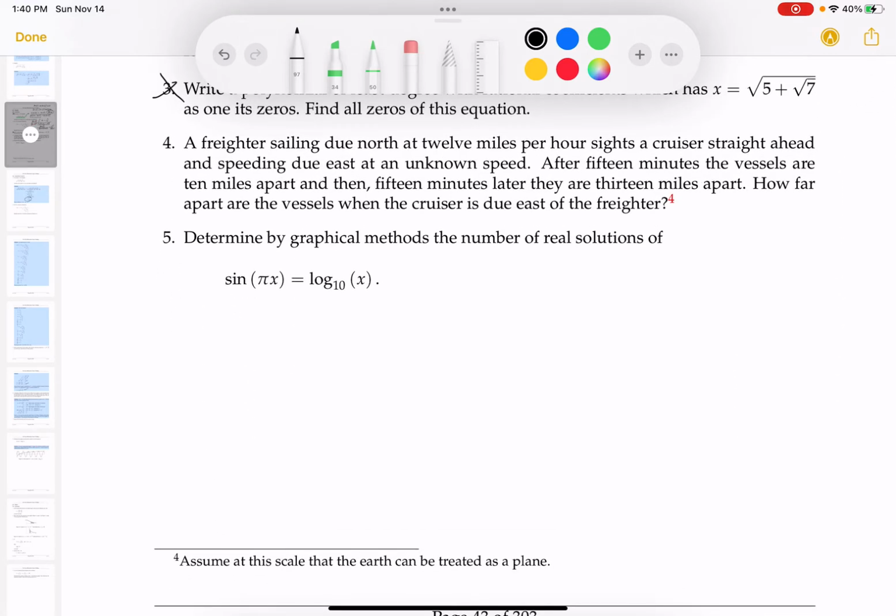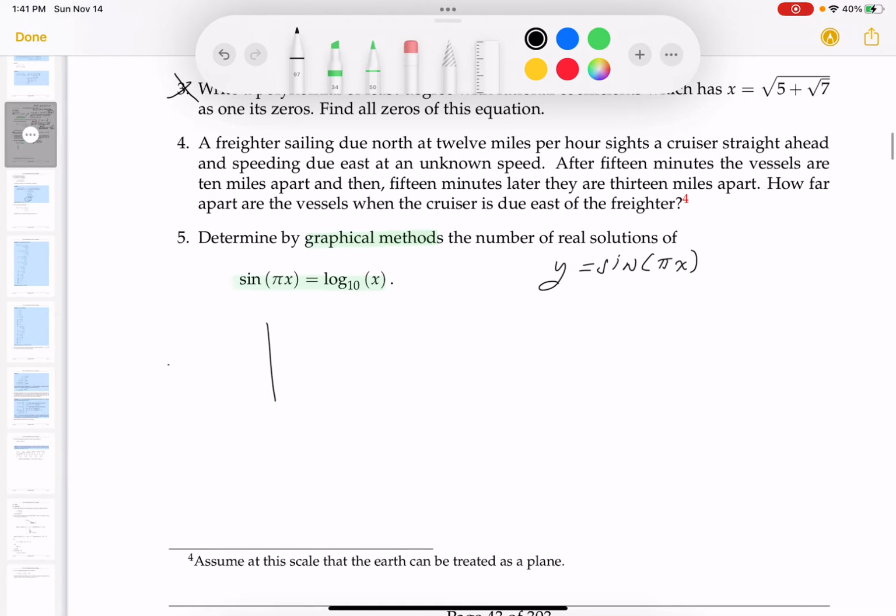And again, when I draw a picture, I'm not saying it's great, but they said determine by graphical method the number of real solutions over here. So what I want to do is graph out one thing at a time. And I'm going to graph out y equals the sine of pi x. Well, that's fairly simple. It looks sort of like this over here. I know it tops out at 1 and bottoms out at minus 1. And what's the length of that period? It's 2. So this thing keeps repeating itself every 2 units.